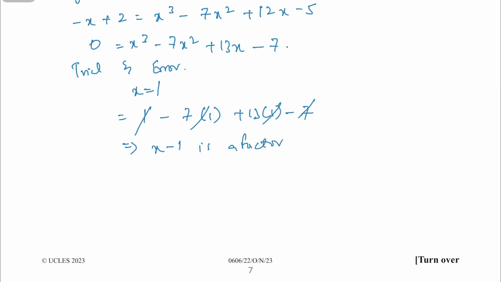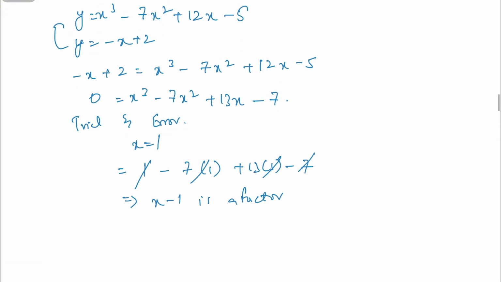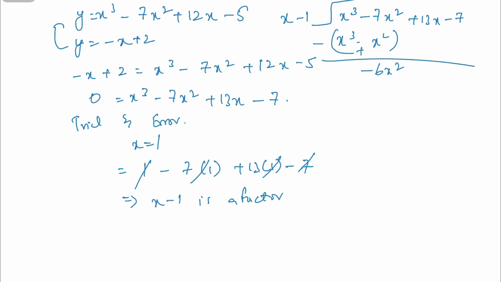We need to calculate the other two factors. What will our other two factors look like? So let's just perform a long division. So this would be x minus 1 into x cubed minus 7x squared plus 13x, and then minus 7. Sorry. So this would be multiplied by x squared, and this would look like x cubed negative x squared. This would be multiplied by negative, so this would be positive, and this would look like negative 6x squared.